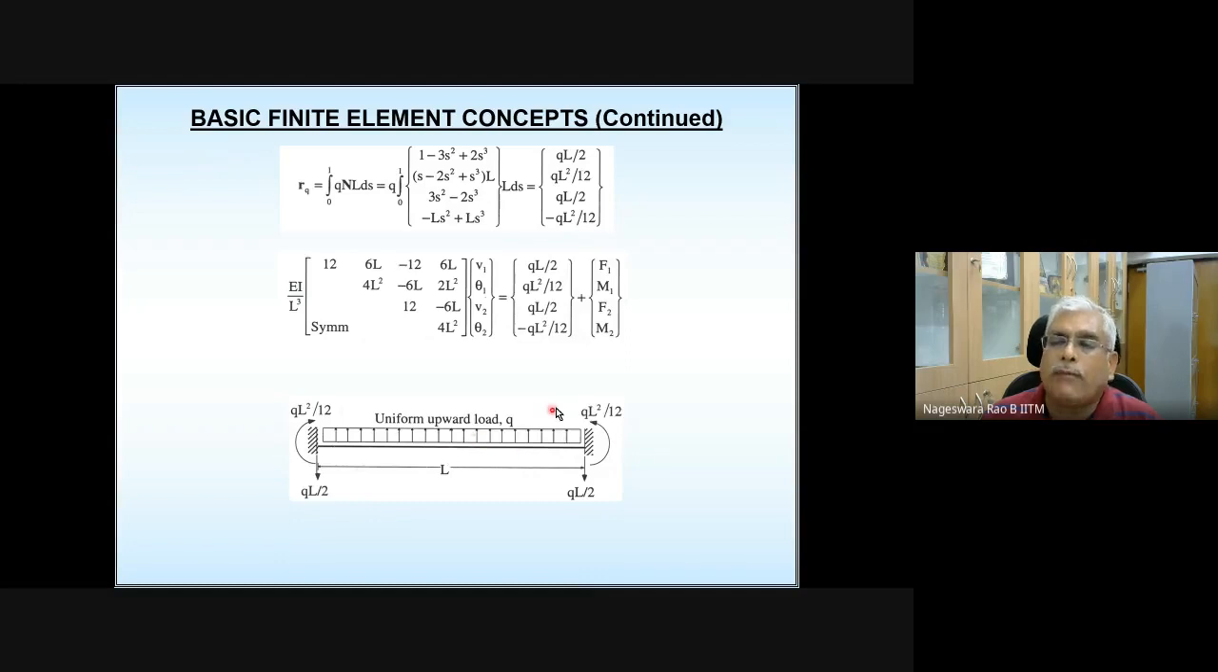And Q is uniform. Here, please note that Q is taken out of the integral, so it is assumed Q is not a function of X. Q is not a function of the spatial coordinate. Q is constant, that means uniform. That is what is shown in the figure. Q is acting in the upward direction. Q is constant. And what about this? Why is it shown like this? We are following the sign conventions.